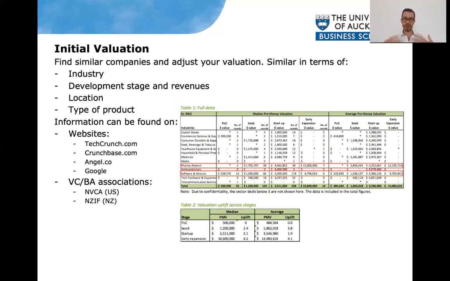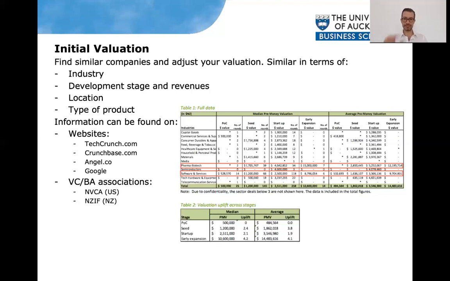Of course, there is also a lot of variation by country. So if you are located in New Zealand, the valuations that happen in the US are probably a little bit different than the valuations that you can expect in New Zealand or in India or in any other country. You might want to look also at the venture capital or business angel associations. For example, in New Zealand, you can look at the NZVIF website, or in the US, the NVCA website. So for example, this is a screenshot that I've taken from the New Zealand Venture Investment Fund, and it provides you some comparable valuations.